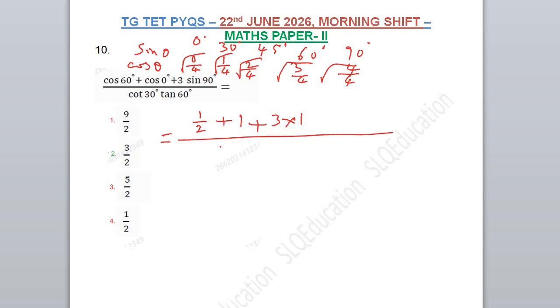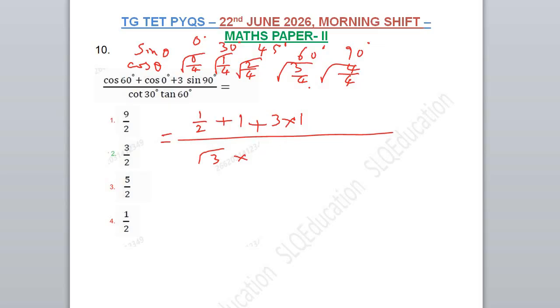Then in the denominator, cot 30 means cos 30 by sin 30. Cos 30 is root 3 by 2, nothing but sin 60, divided by this one, so you are going to get this as root 3. Then into, tan 60 is given. What is the value of tan 60?